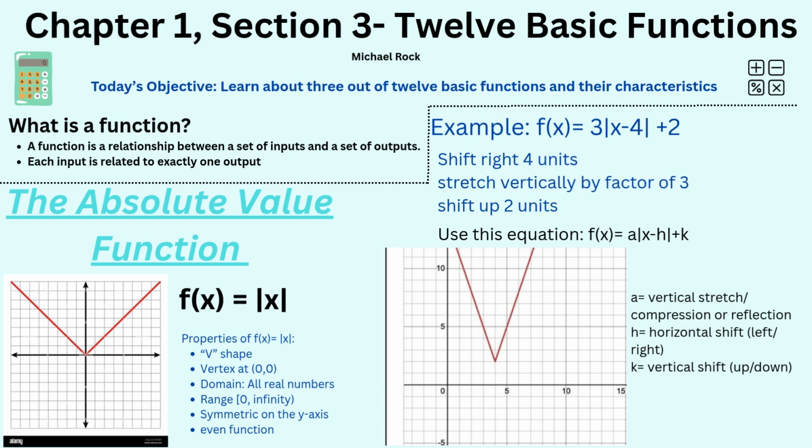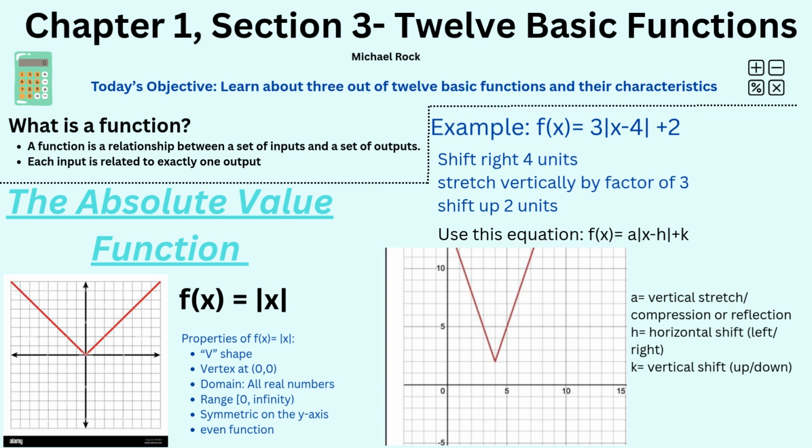So now moving over to the right, we have an example of it, where you use the equation f of x is equal to a times the absolute value of x minus h, plus k. That is very important for the example because the equation of f of x is equal to the absolute value of x is just the simplest version of it.